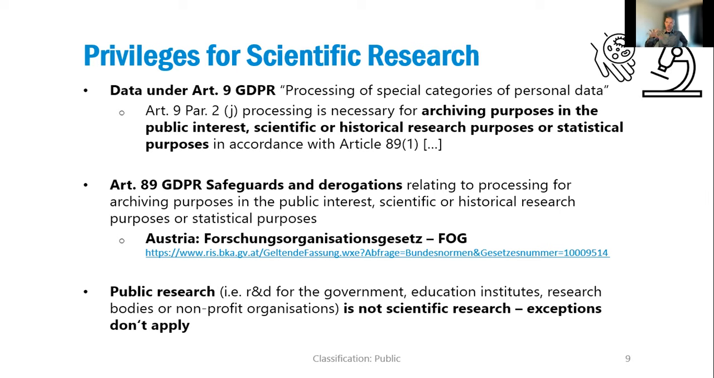The overall target and purpose of Article 89 is what I mentioned in one of the earlier slides, to enable scientific research within the European Union. There are also safeguards and derogations set down for special processing activities: archiving, public interest, scientific or historical interest. In Austria, that's the Forschungsorganisationsgesetz, where this is specified for the Austrian legal system. It's also important to understand that this especially addresses scientific research.